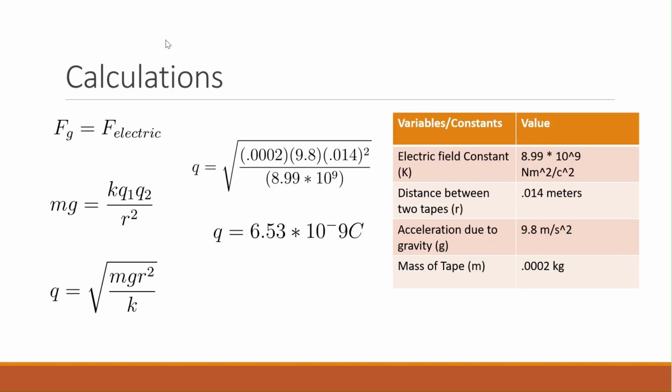So these are the calculations. We set the gravitational force equal to the electric force, and we use the variables that we measured during the experiment, namely the distance between the two tapes and the mass of the tape, in order to calculate the estimated charge on each tape, which was 6.53 times 10 to the negative 9 coulombs.